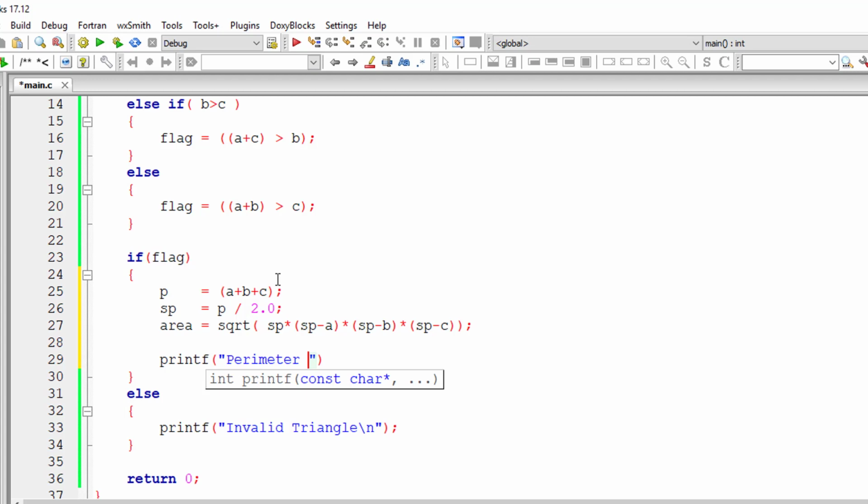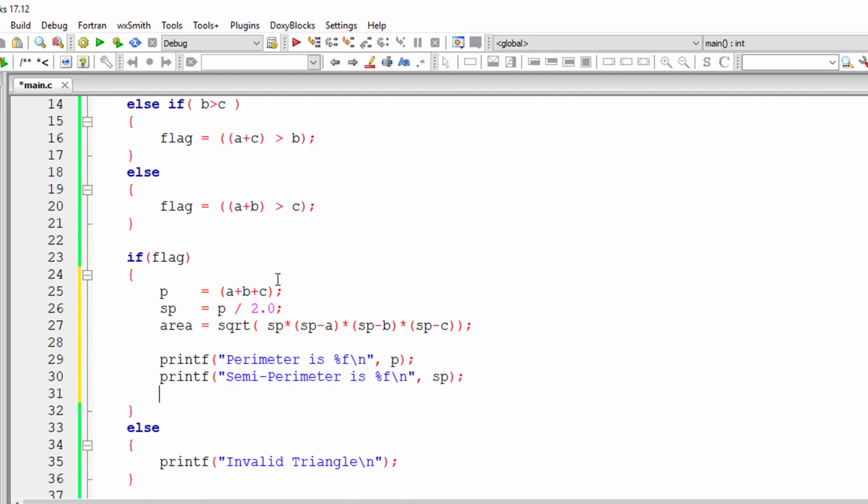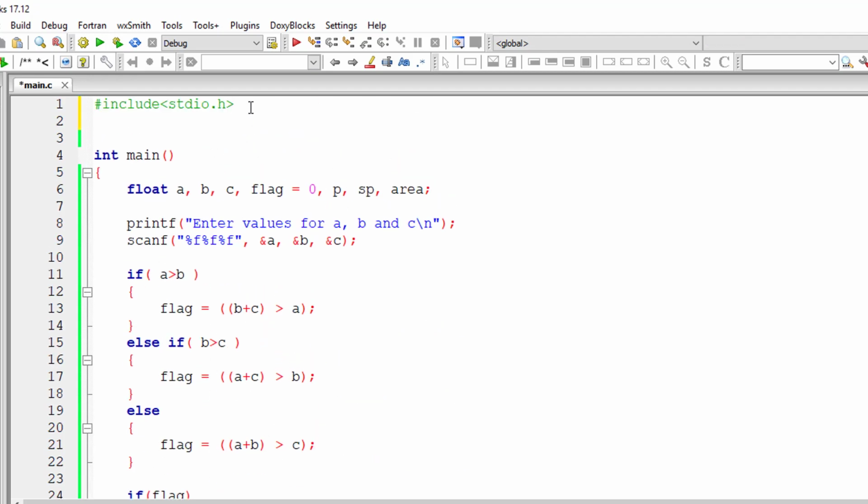Okay, so I'll first print out the result onto the console window. Perimeter, then I'll need to display semi-perimeter and the area of the triangle. So if the user inputs some random numbers and it can't form a triangle, it will just say invalid triangle. So let me include the math.h header file.